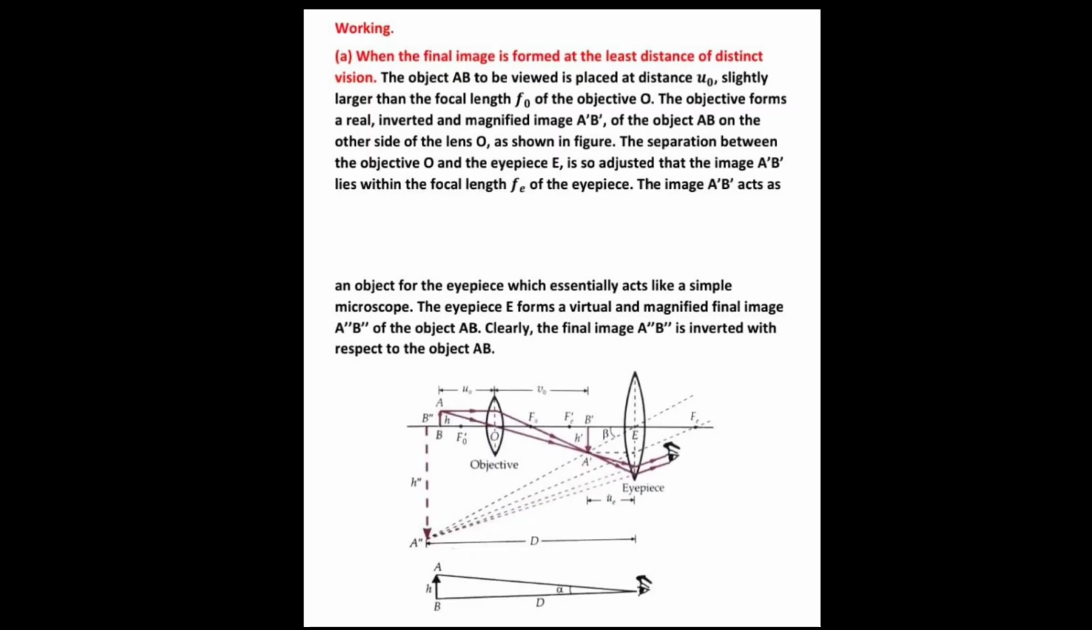The separation between the objective and the eyepiece is so adjusted that the image A'B' lies within the focal length fe of the eyepiece. The image A'B' then acts as the object for the eyepiece, which acts as a simple microscope. The eyepiece forms a virtual, magnified and final image A''B'' of the object AB, and this is also clearly observed in the diagram that the final image A''B'' is inverted with respect to the object AB.